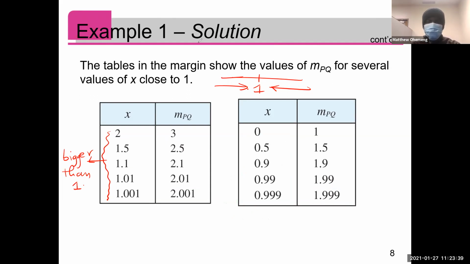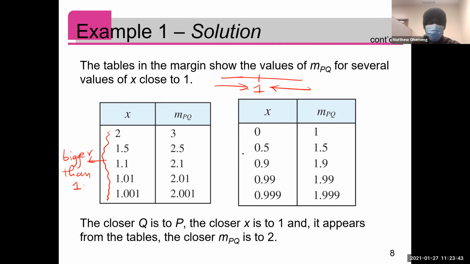So if there are no questions, then let's proceed. Okay, so this is the conclusion. The closer this point Q is to P, the closer X is to 1. And it appears from the tables, the closer the slope of the secant line is to 2. So we make the argument that I'm moving to the whiteboard.